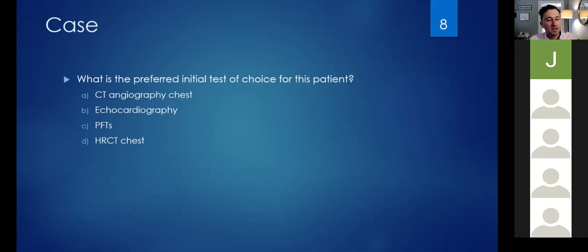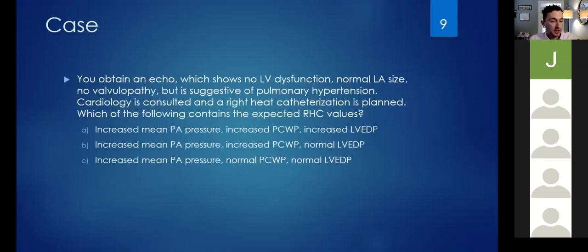So, all right, you get an echo, and your echo shows no LV dysfunction, a normal left atrial size, no valvulopathy, but it is suggestive of pulmonary hypertension. So cardiology is consulted, and a right heart cath is planned. Which of the following answer choices contain the expected right heart cath values? Each answer choice is just looking at 3 different pressures: our PA pressure, our wedge pressure, and our left ventricular end diastolic pressure. Your answer choices are just either increased or normal among those 3.